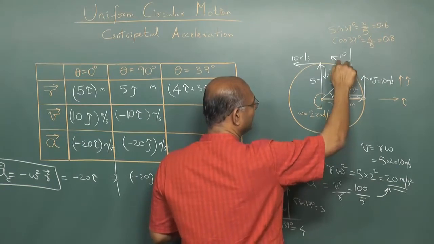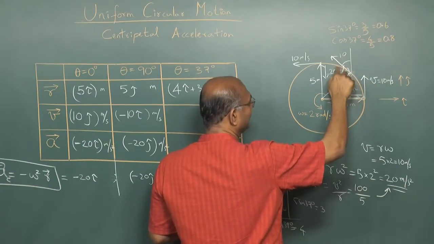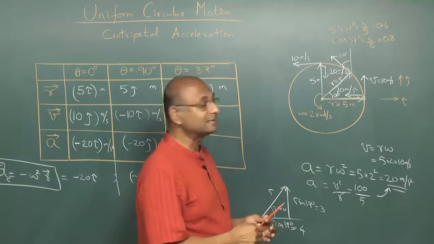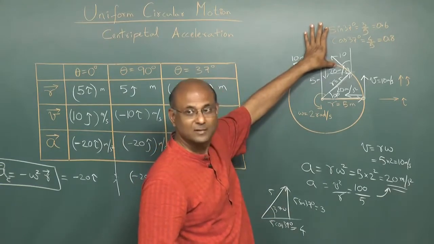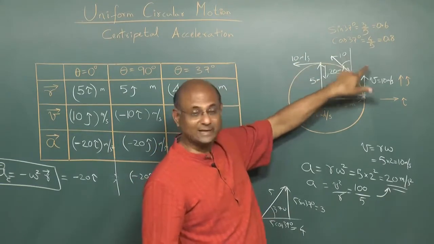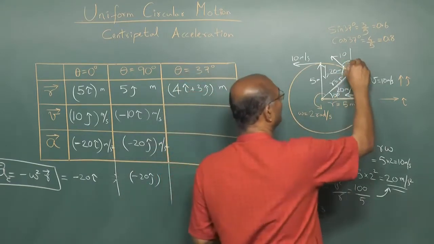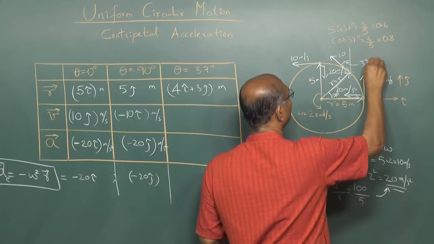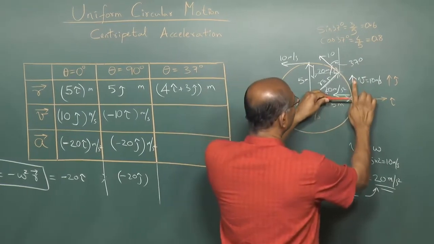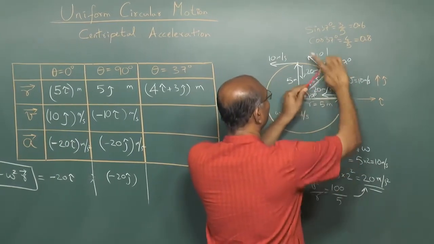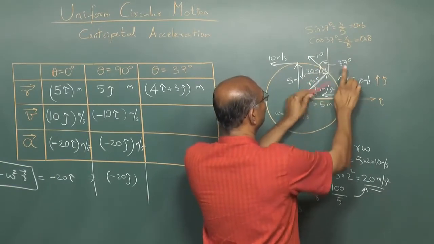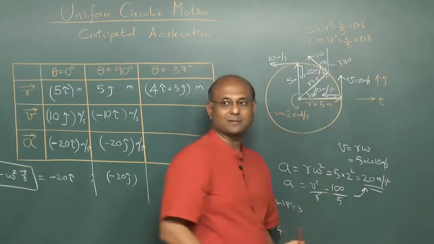So this angle, because this is 90, this is 37, that angle must be 90 minus 37, 53 degrees. And so if I move to this side, that is again 90. So this must be 37 degrees. So this angle is 37 degrees. But we should already know it, because if r turns by 37, the velocity must also turn by the same angle 37.